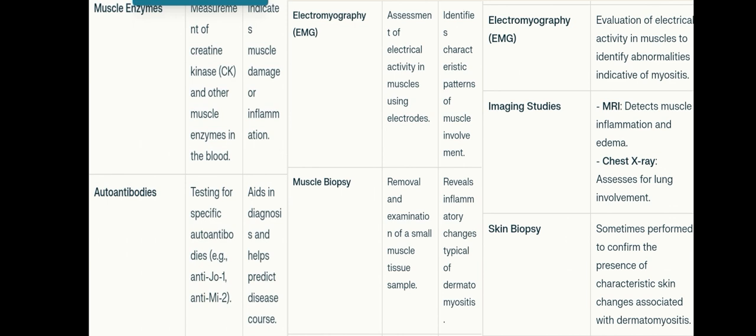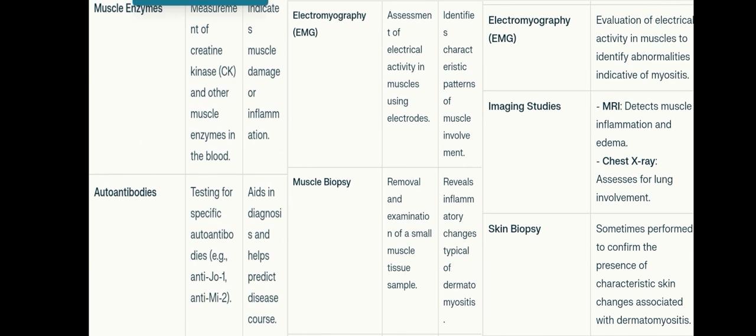Third investigation is electromyography, EMG, which involves assessment of electrical activity in muscle by using electrodes. It identifies characteristic patterns of muscle fiber involvement. Fourth is the muscle biopsy. In muscle biopsy, removal and examination of a small muscle tissue sample is required. It reveals inflammatory changes typical of dermatomyositis.